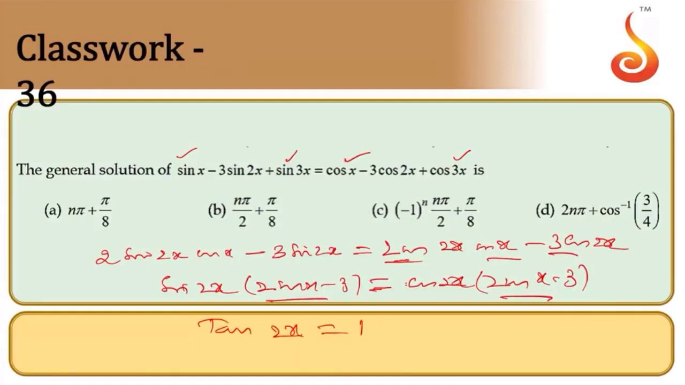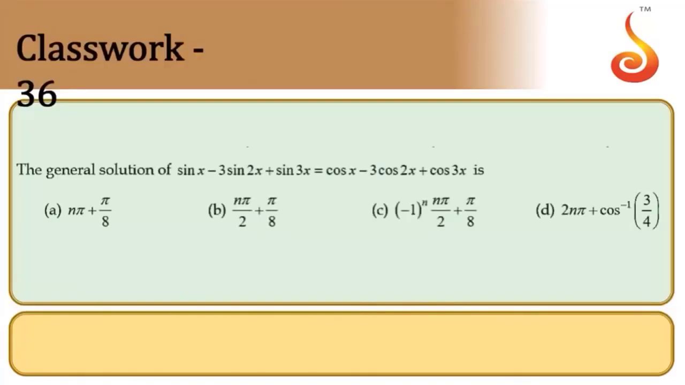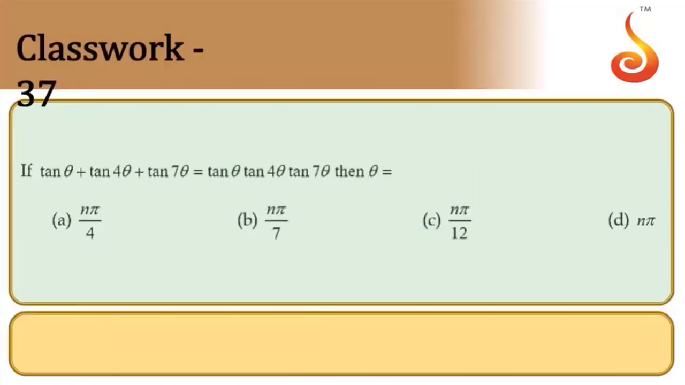Definitely 2 cos x minus 3 can never be 0. Therefore tan 2x must be equal to 1. Tan 2x equal to 1 means pi by 4, so pi by 8 will be the solution for the problem. So the answer is n pi by 2 plus pi by 8 will be the solution for the problem.